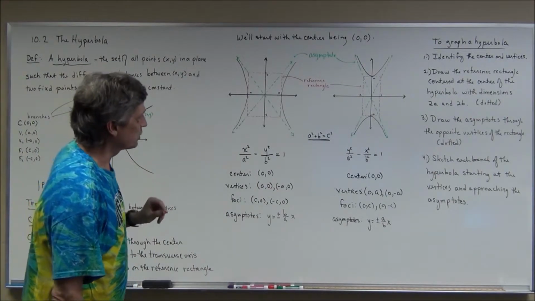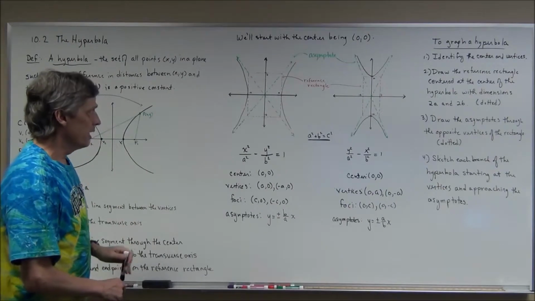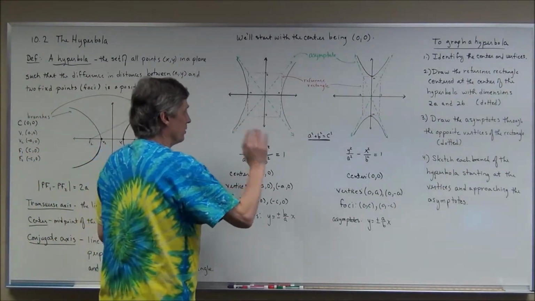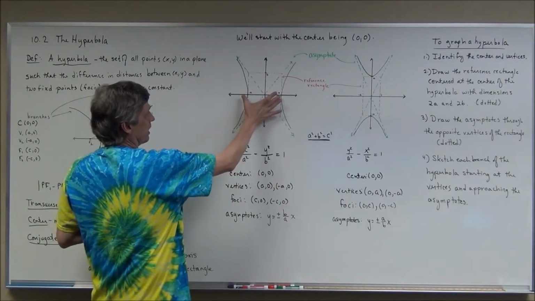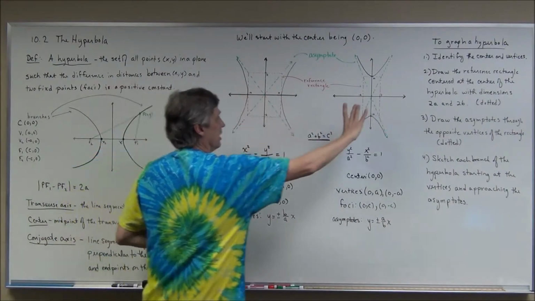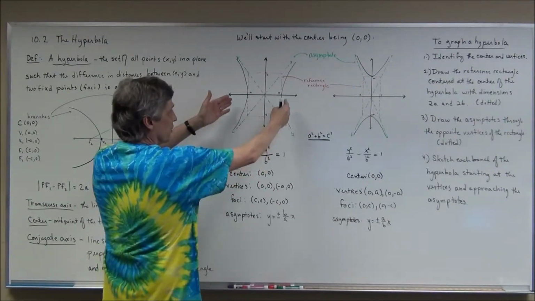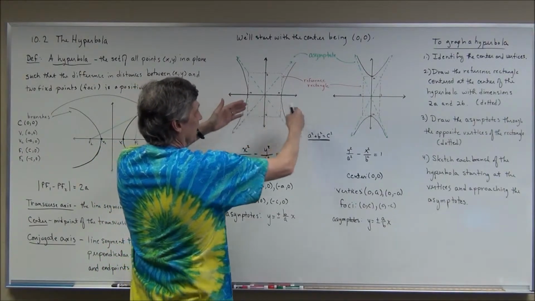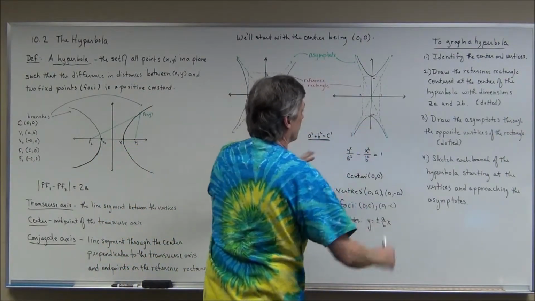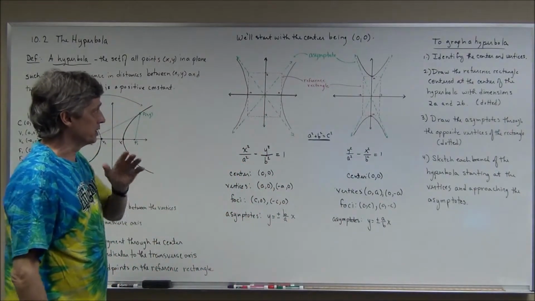And the reference rectangle is drawn here in red. Now, where did the reference rectangle come from? Well, in this diagram, this is my transverse axis, and in this diagram, vertically here, this is my transverse axis. Notice here that my branches open to the right and left. Here, they open upward, downward. Those are the ones we're going to look at in this section.